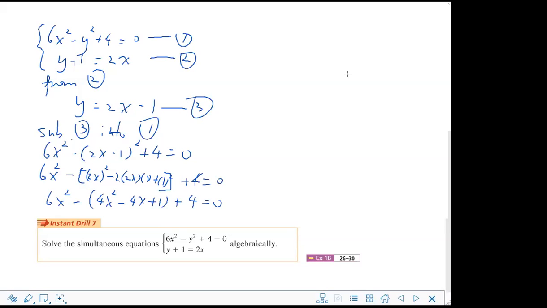And then you remove the negative bracket. So it is 6x squared minus 4x squared plus 4x minus 1 plus 4 is equal to 0. So it becomes 2x squared plus 4x plus 3 is equal to 0. Okay, and this becomes a simple quadratic equation. And then you can identify the values of a, b, and c.